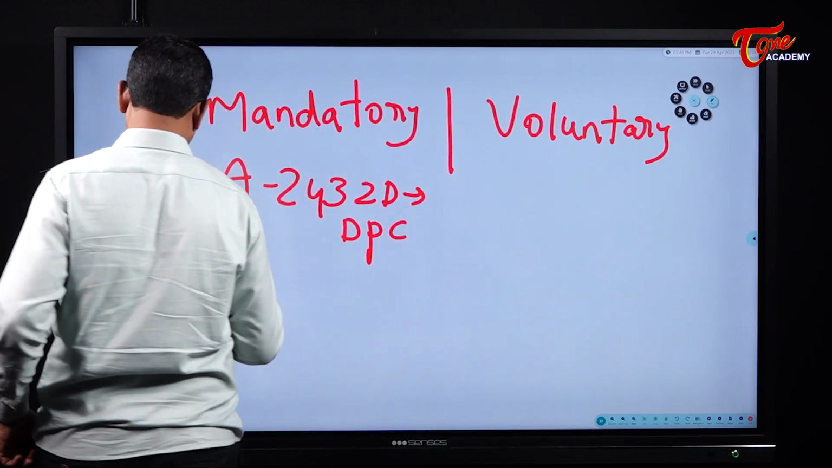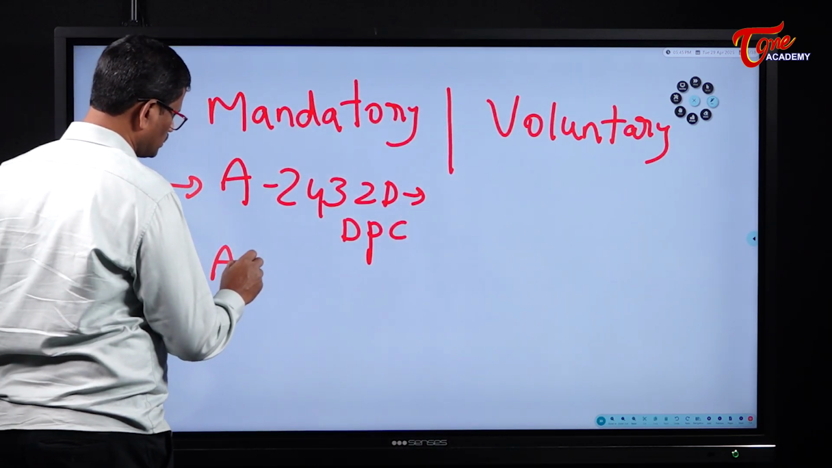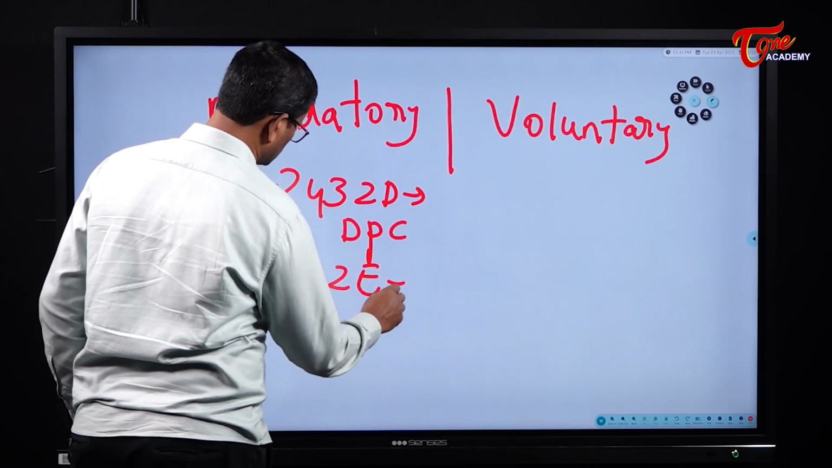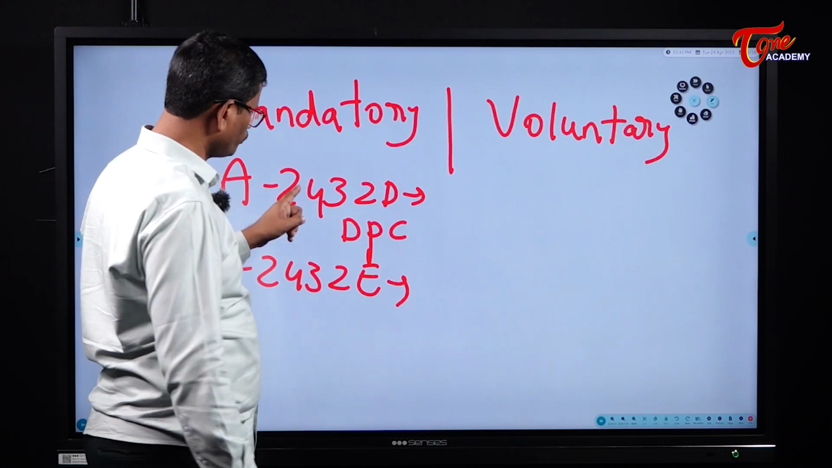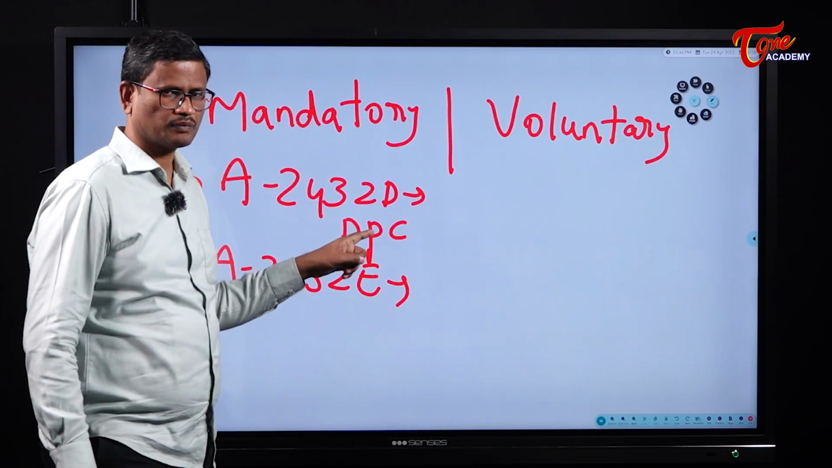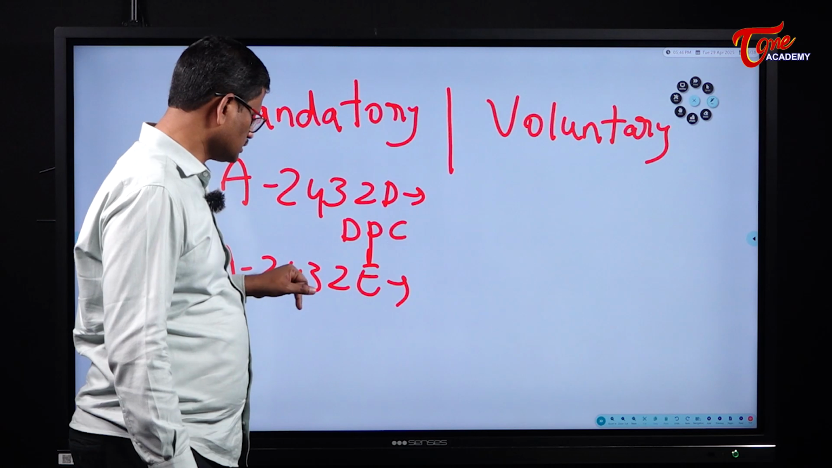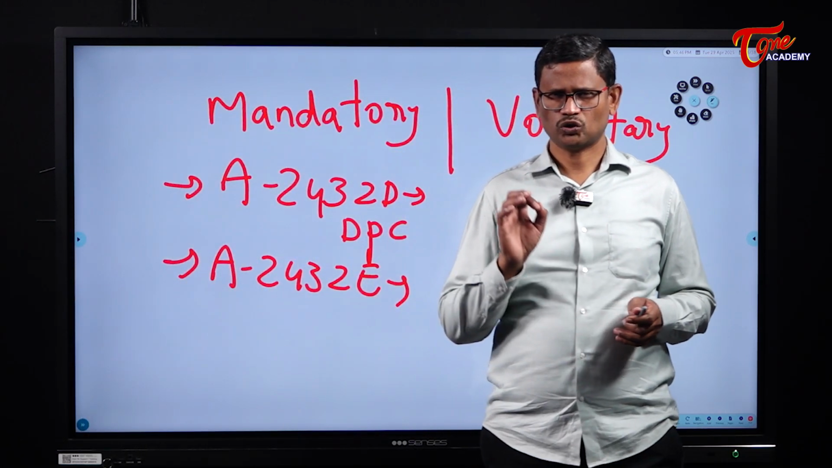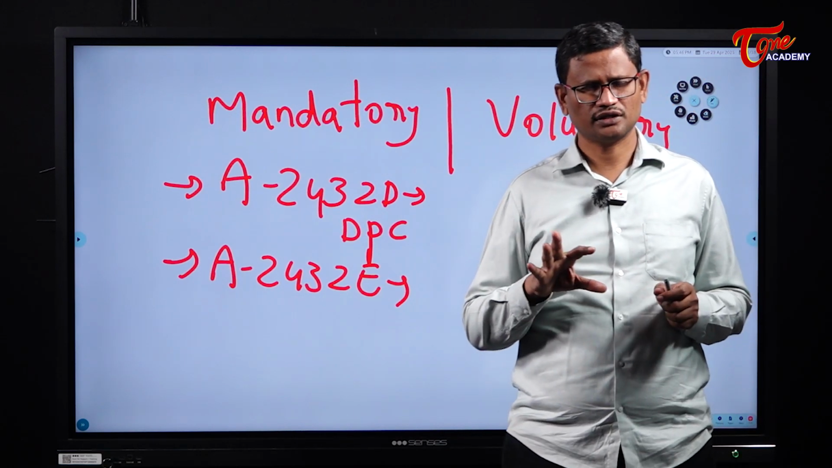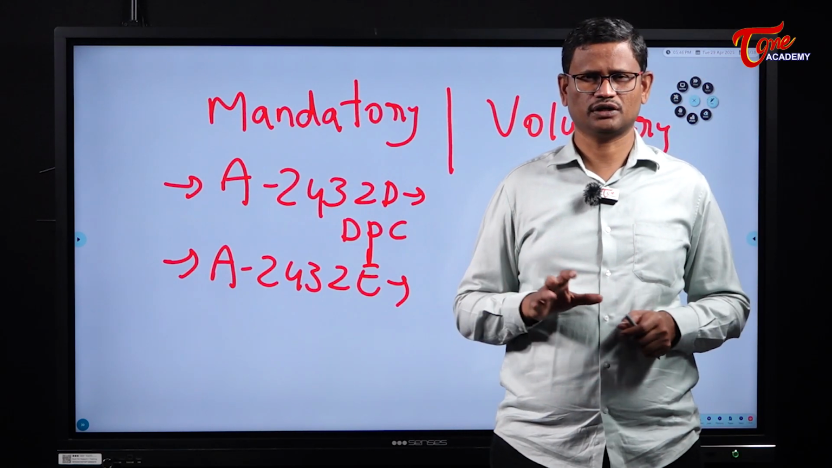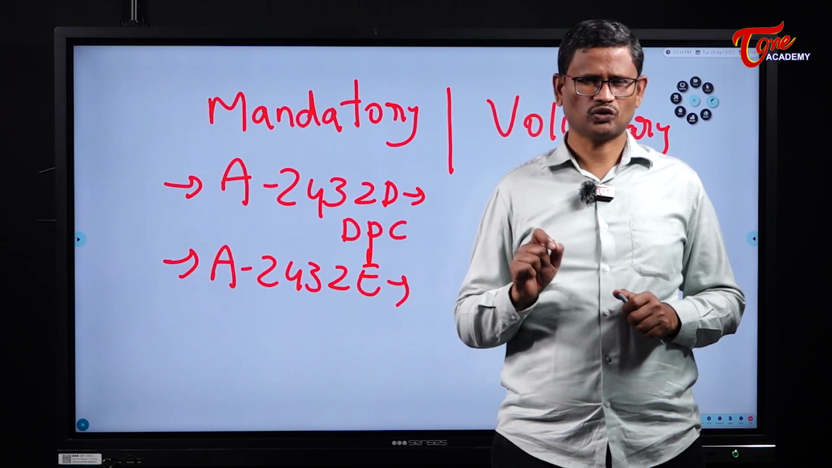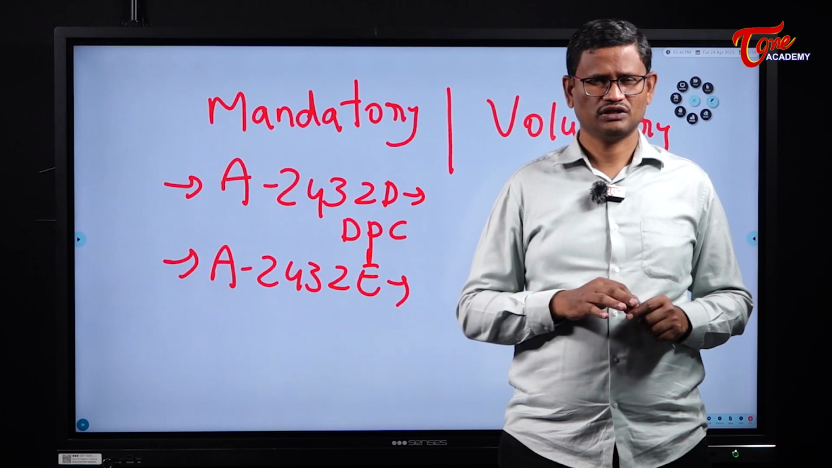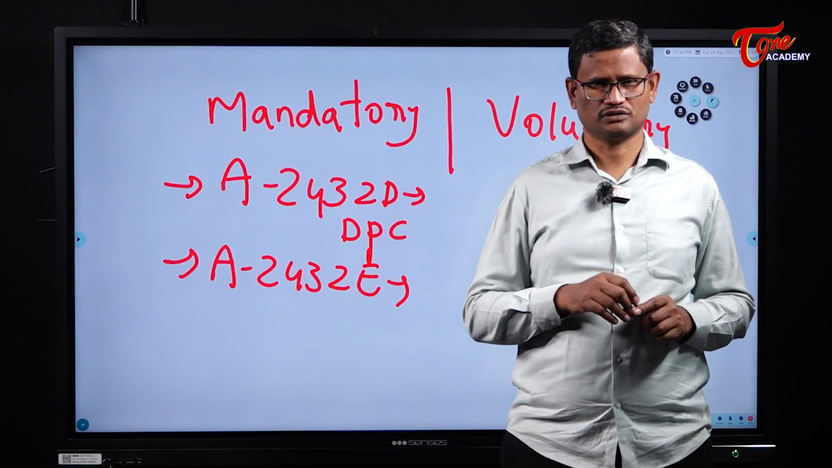Then in the metropolitan areas, there is also a provision for the establishment of Metropolitan Planning Committee under 243ZE. So, 243ZD deals with the District Planning Committee, 243ZE deals with Metropolitan Planning Committee. So, the Metropolitan Planning Committee will consolidate the plans prepared in that metropolitan area. So, establishment of Metropolitan Planning Committee is again a mandatory provision of the 74th Amendment to the Indian Constitution.